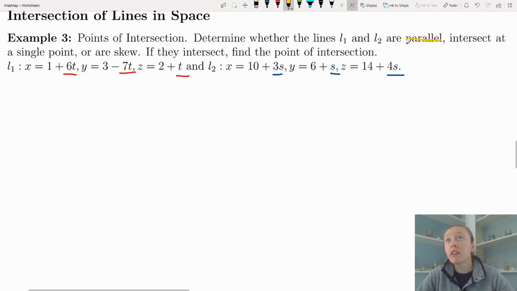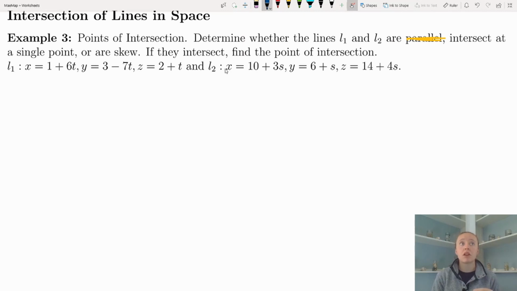And if they aren't parallel, they also aren't ever going to wind up being the same line. So I know that they will either intersect at one point or they're going to be skew and not intersect at all. Now, how exactly do we figure out where they intersect? Well, that's going to be us setting up a system of equations, because if they intersect at a point, the x coordinates will be the same, the y coordinates of each line will be the same, and the z coordinates of each line will be the same at that point. And I have x defined for each, y defined for each line, and z defined for each line.